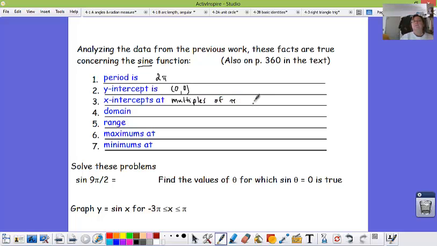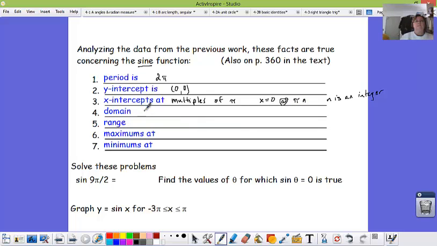And the way that we would write that is this. x equals 0 at pi n, where n is an integer. Just means any number that we put in for n, as long as it's an integer, we'll have an x at 0. X-intercepts happen at multiples of pi n.